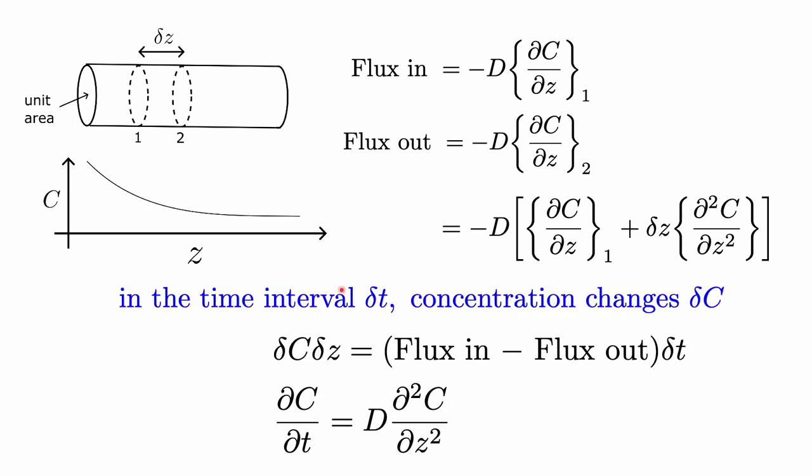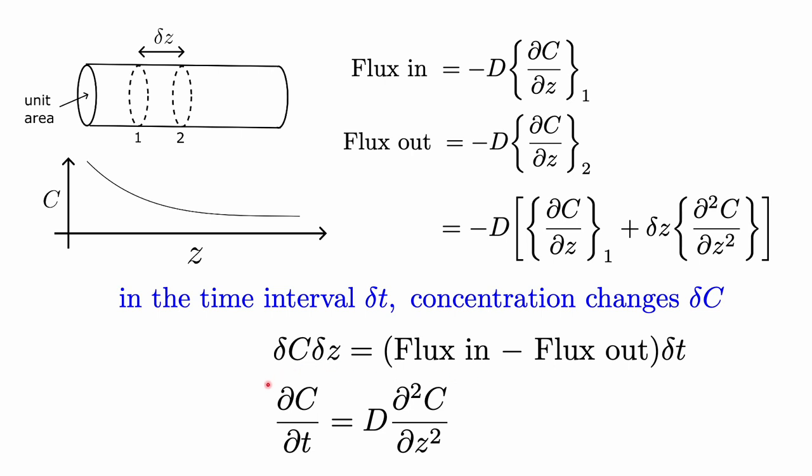So, in the time interval delta t, the concentration changes inside that volume element by delta c times delta z, which is equal to the flux in minus the flux out of plane 2 times the time interval delta t. And if you substitute for the fluxes, then the change in concentration at any point as a function of time is simply the diffusion coefficient times the way in which the gradient varies with the distance z. In other words, d squared c by dz squared.